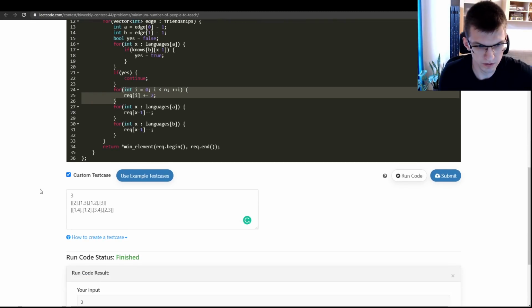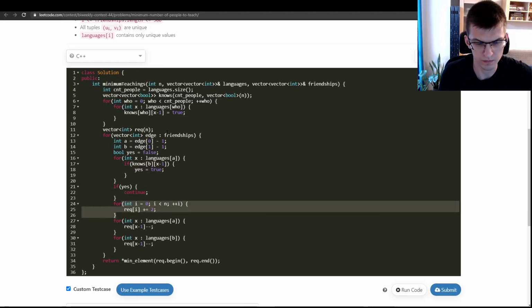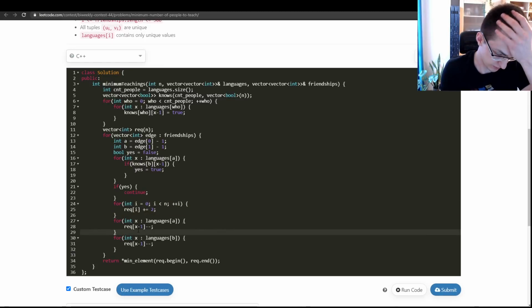Every language this. Teach the third language to those users 1 and 2. What are they talking about? This user already knows language 3. Maybe they mean users 1 and 3. Oh, because that's for like every edge. All right. Damn it.